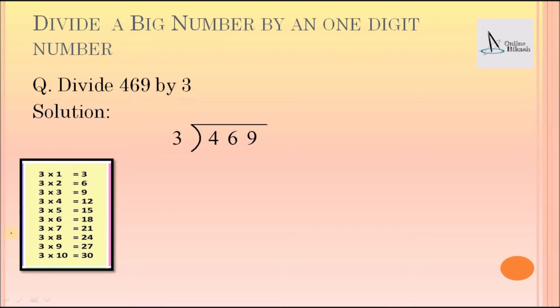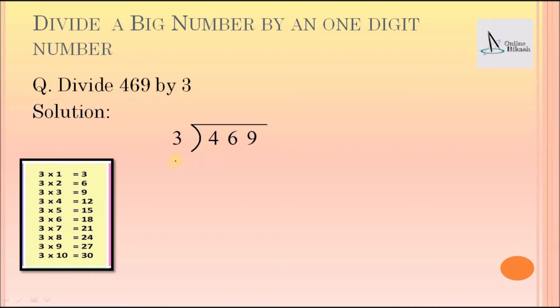Now we will try to divide this 4 first. For this time, let us forget this 6 and 9. We are just considering this 4. Now you see, can 3 divide into 4? Yes, of course. Why? Because 4 is bigger than 3. Whenever the number in the dividend is bigger and the divisor is smaller, you can divide it.